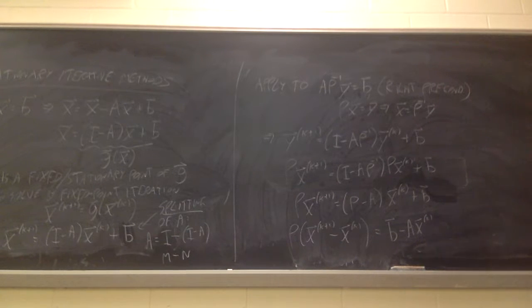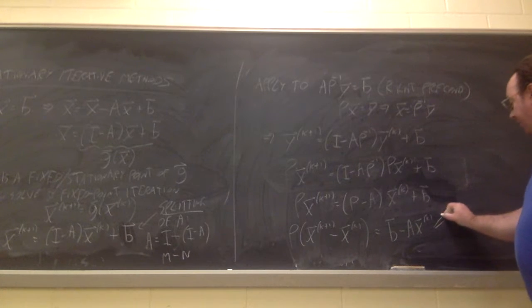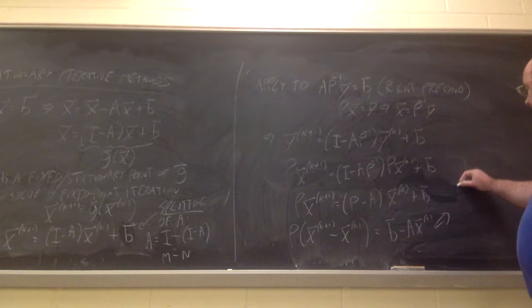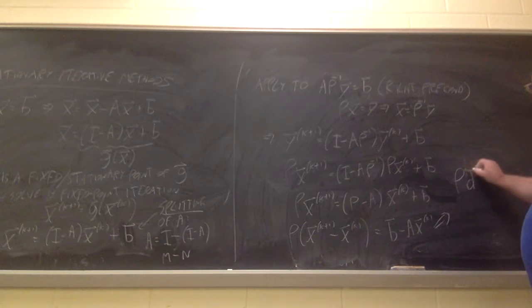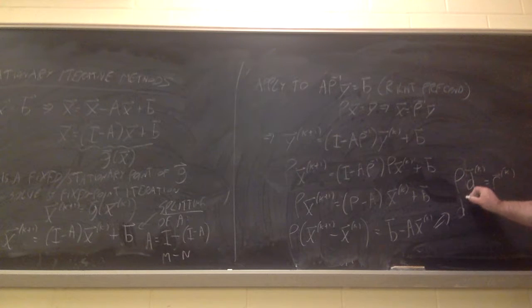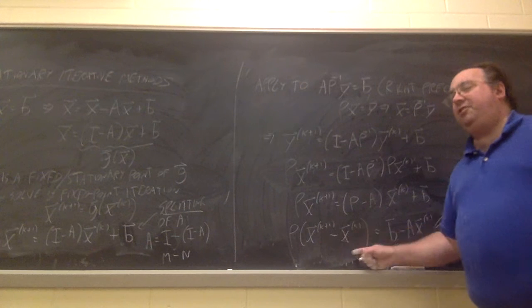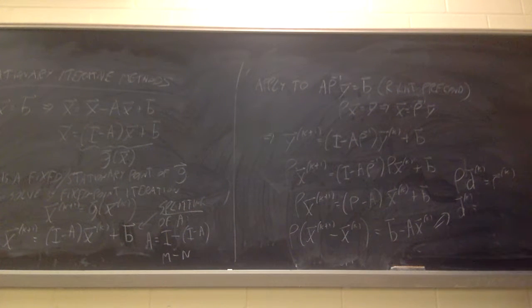Now, well, this condenses to this system, P dk is equal to rk, where dk is just the difference between consecutive iterates. It's the step from each iterate to the next one.